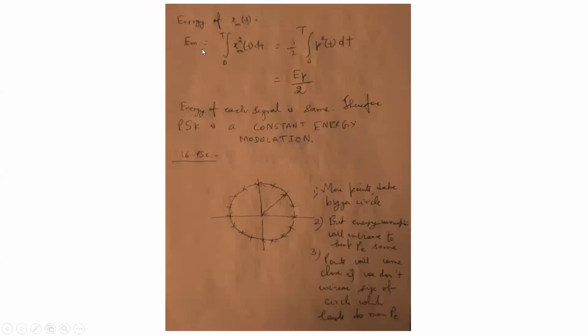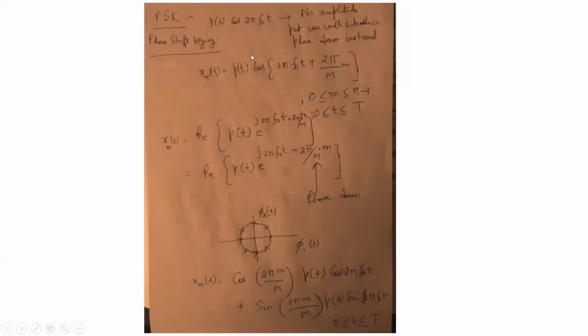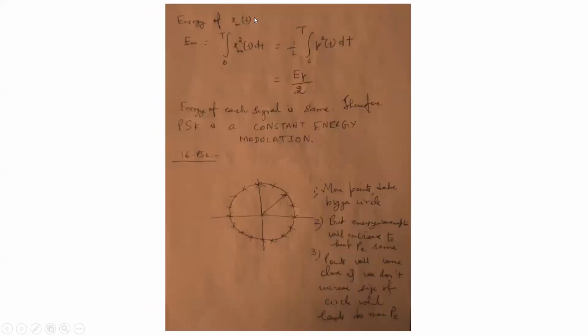This is important. What is the energy of the modulated signal? So this is my x. How to calculate the energy? It is the integral going from 0 to capital T, x_m squared of t, dt. So what is x_m squared? x_m is this function, right? If you square this and you solve it further, you will find that it is E_p by 2.